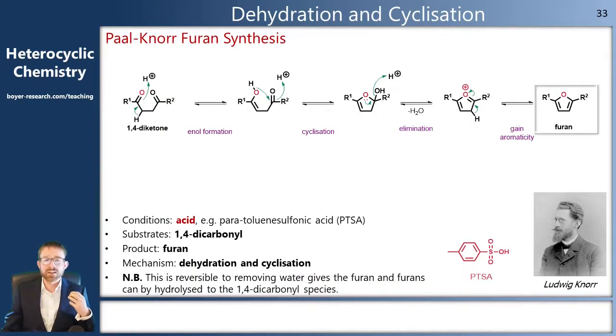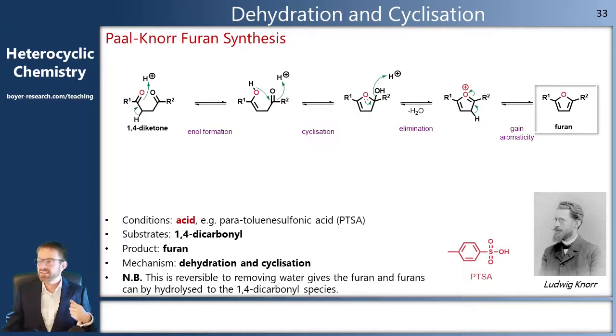So this gives us the Paal-Knorr furan synthesis, a synthesis in which if we treat a 1,4-diketone with acid, we will promote keto-enol tautomerization. So we can see that in the enol form, the oxygen can cyclize round to form that 5-membered ring, remembering that the formation of 5-membered rings is very fast. And then the lone pair can assist in the elimination of water to give the aromatic furan product.